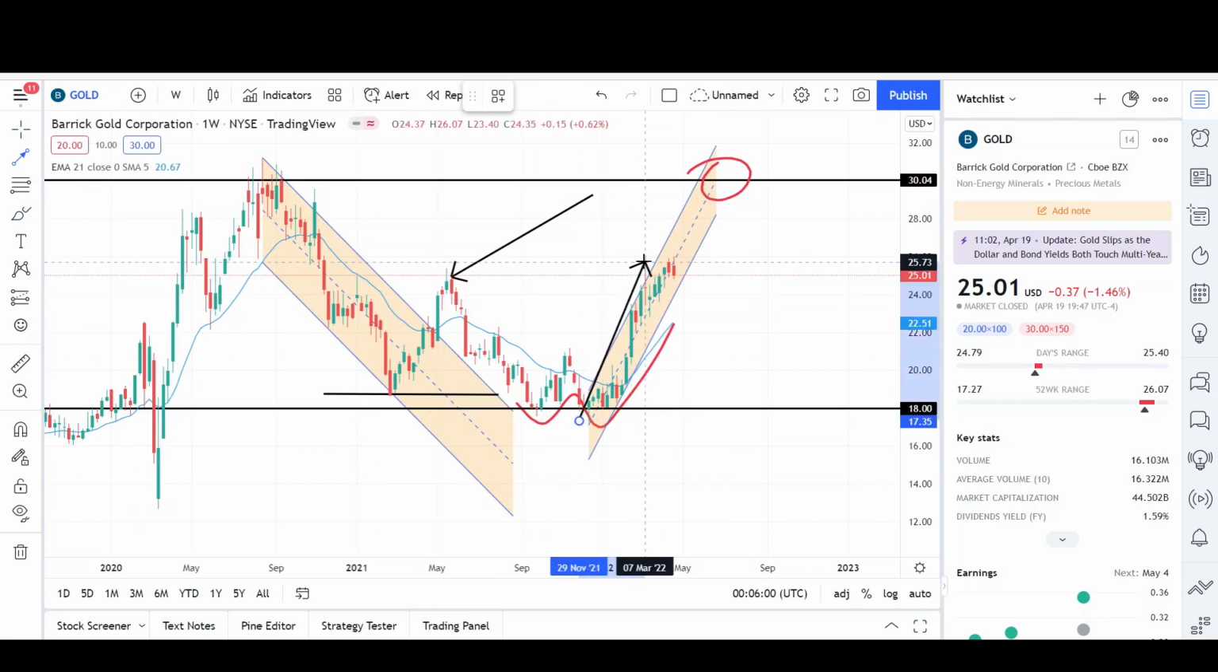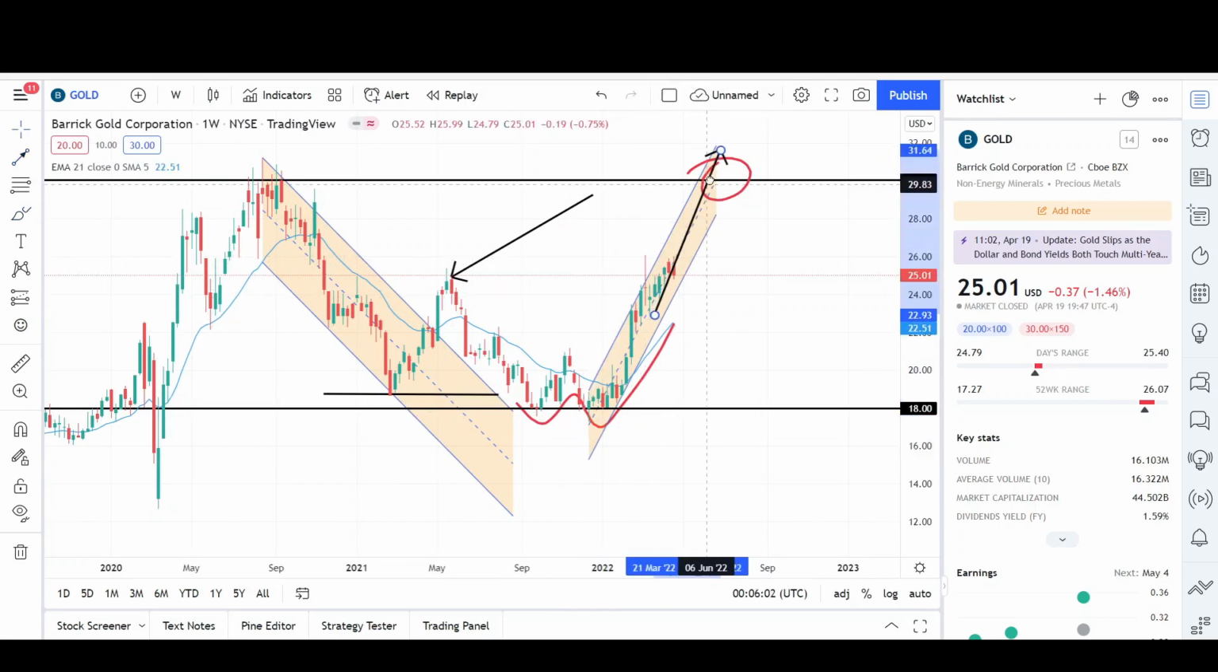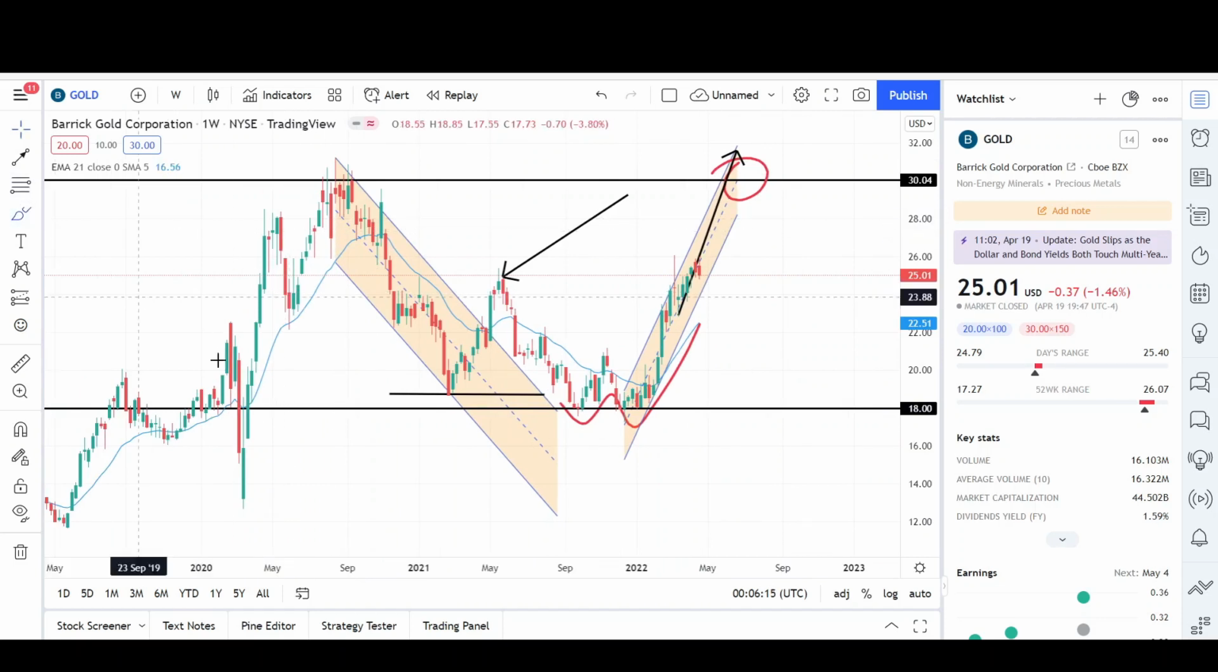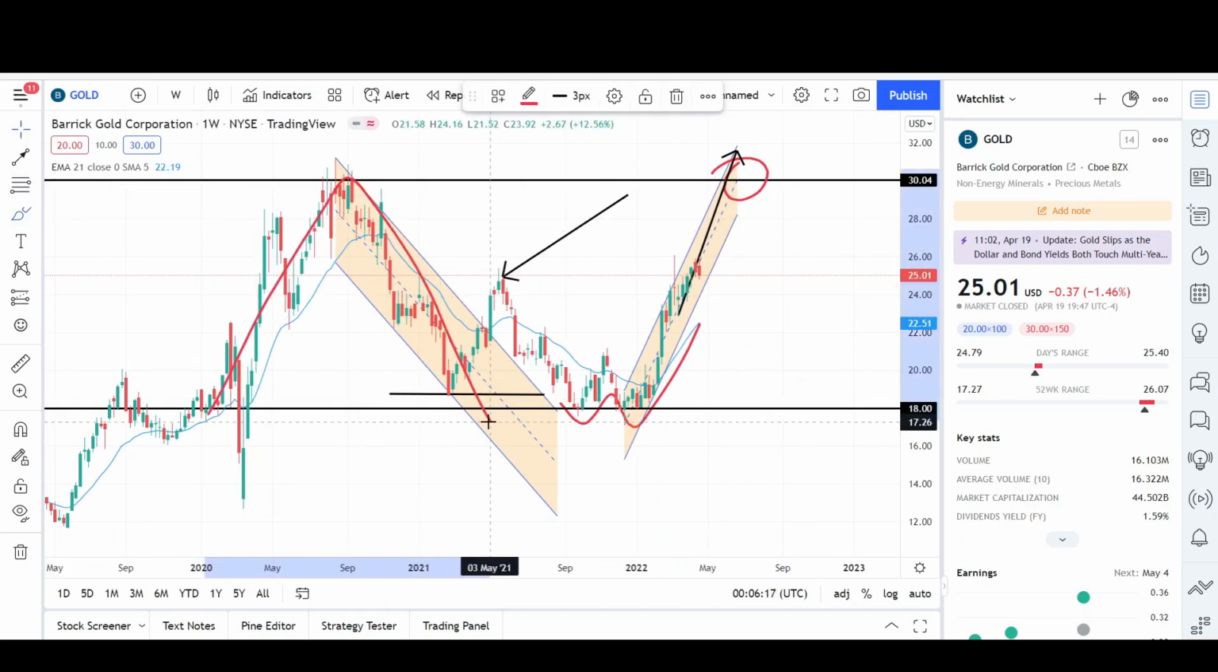See, this was the first leg up right here, and as long as we don't go below the $22 or $23 level, we can reach the 31.64 level. So the chart is looking bullish. We went up and then down, and now we're going up.